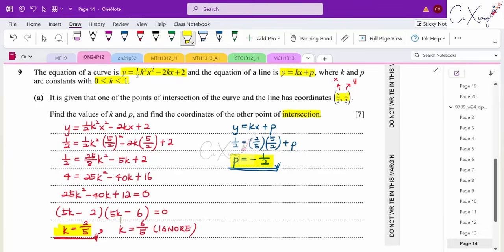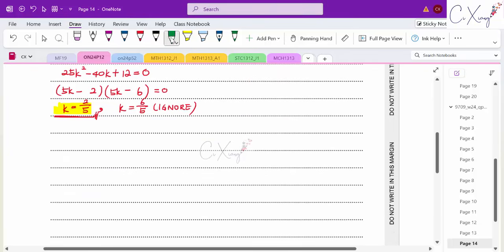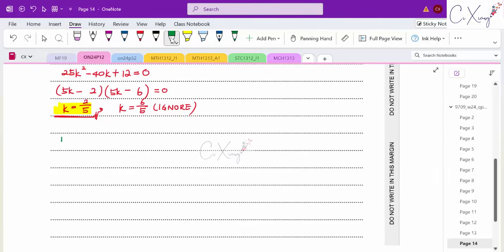So let us start by replacing all the values that we get here for the k and p. Okay, so what do I have here when I want to solve for the intersection point? I will equate equation number 1 equals to equation number 2. So for the curve equation, I'm having half k squared, so k is 2 over 5 squared, then x squared, what's the value, I don't know yet, then minus 2kx, then plus 2, and it is equals to the linear equation. So what's the linear equation here? kx plus p, so k is 2 over 5 x, then p is negative half.